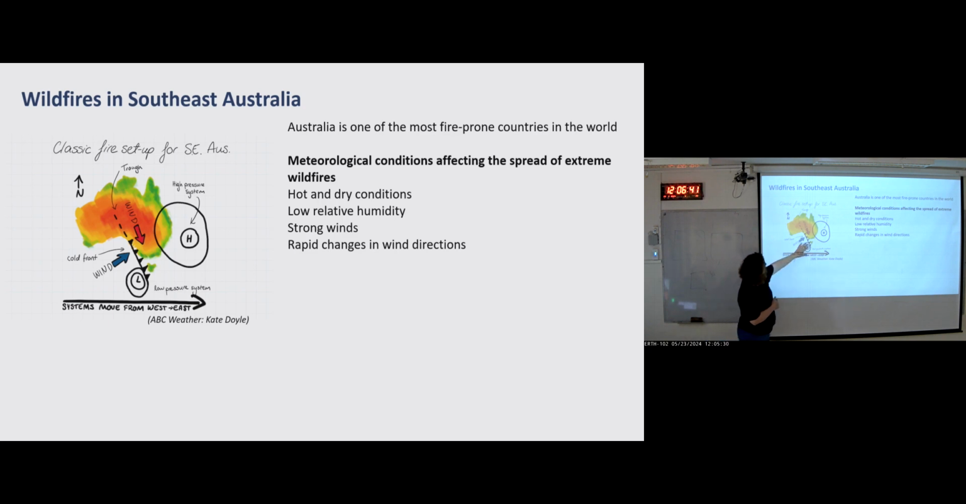So it usually has a low pressure system to the south or southwest of the continent, a high pressure system to the east, and usually another high pressure system, not marked here, to the west. And all the systems are moving from west to east, and when this cold front passes, it's really an indication of the spread of the fire.